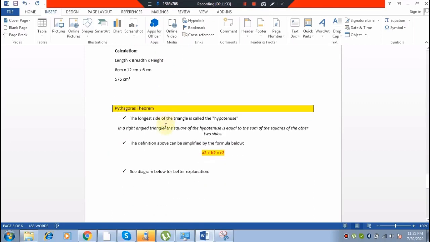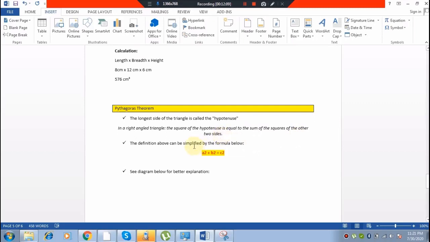So let's look now at the last concept in the video, Pythagoras Theorem, right? In simpler terms, the longest side of the triangle is called the hypotenuse, right? The hypotenuse is the longest side on a triangle. So in a right angle triangle, the square of the hypotenuse is equal to the sum of the squares of the other two sides, right?